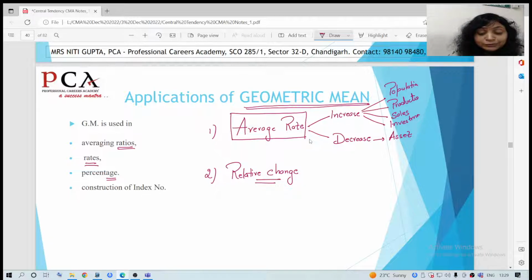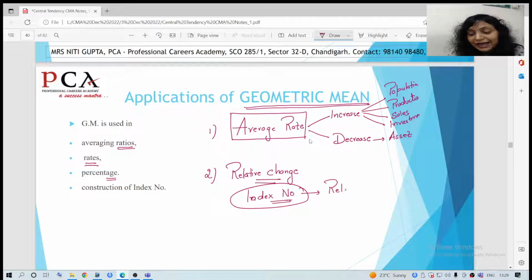So that is why geometric mean is used in computing index numbers, because an index number basically measures relative change, and for relative change the ideal measure is the geometric mean. So these are the applications of geometric mean, the areas where we apply it.